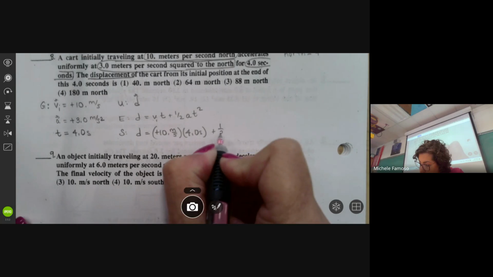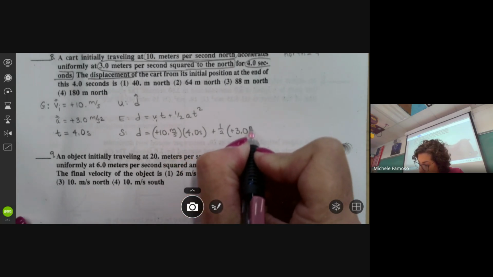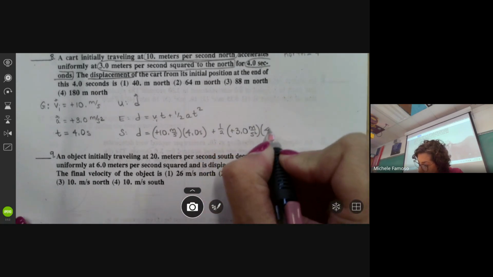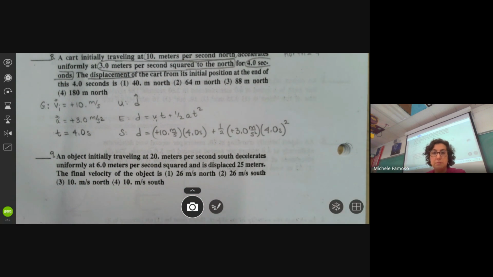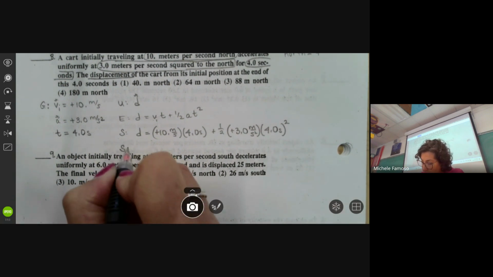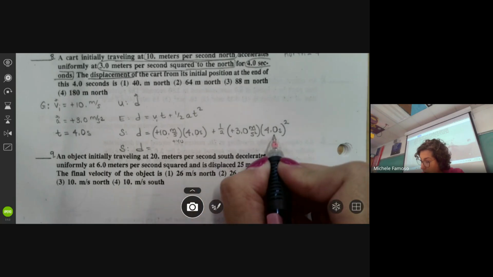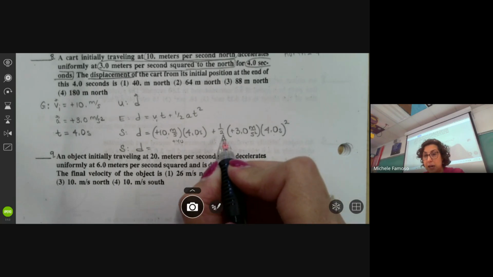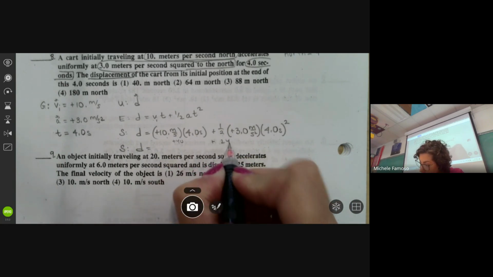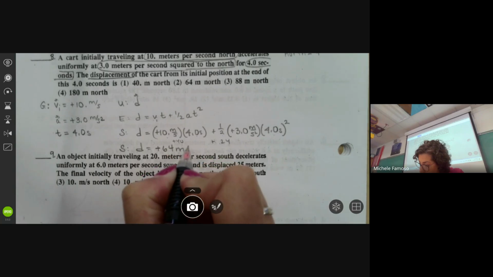So positive 10 meters per second times 4.0 seconds plus 1/2 of positive 3.0 meters per second squared times 4.0 seconds squared. So now you're going to go to your calculator. You're going to plug that in. 10 times 4 is 40, positive 40. 4 squared is 16. Half of that is 8. 8 times 3 is 24. So that gives me an answer of positive 64 meters, which is the same thing as 64 meters north. So 64 meters north, choice 2.